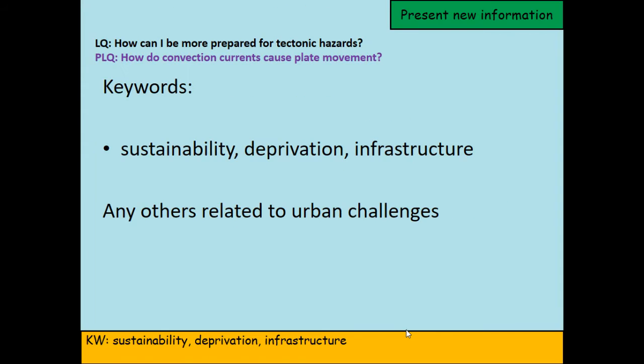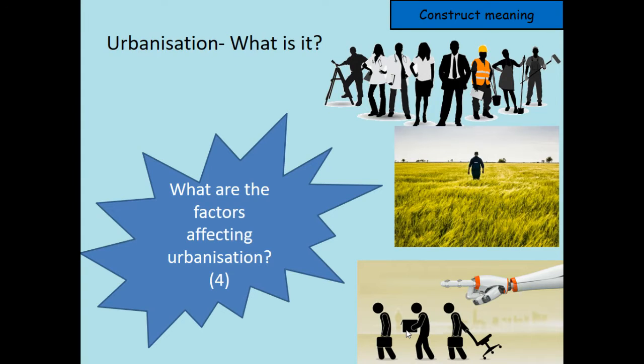Right, so what are the factors that affect urbanisation? So these are going to be your push and your pull factors. Okay, so what I want you to do is think about reasons why people might move to a town or city and why people might move away. Okay, so can you get down a couple of points for me?